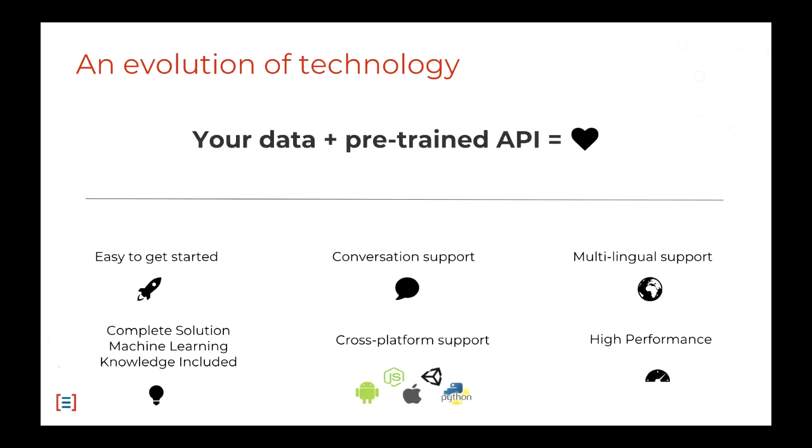So just to sum up, you have your data, you already have an application, you have your user base, you know what you're selling, etc. And there are pre-trained APIs that already exist. So you can do whatever you want with just these two things. It's easy to get started. There's conversational support, so it's really easy to dip in. There's also multilingual support, so if you have a multilingual or international company, it's cross-platform. If you have an Android app, an iOS app, a website, you can go everywhere. And it's a complete solution with everything inside.